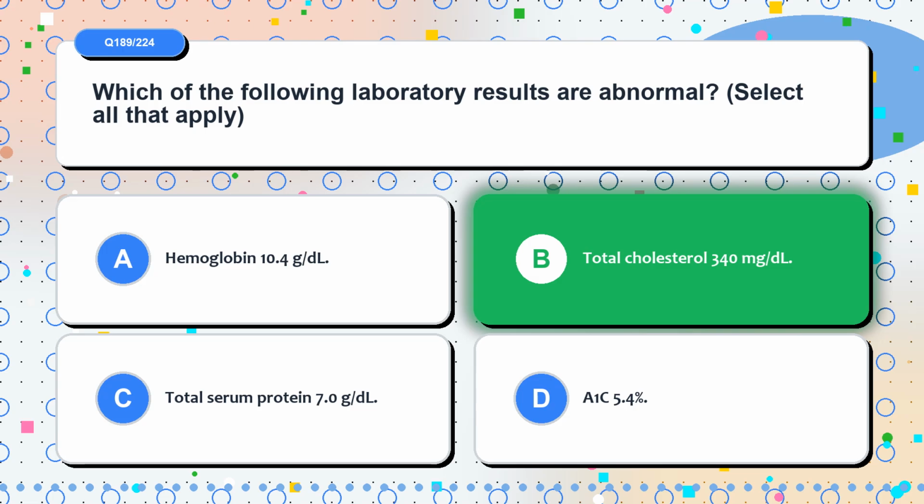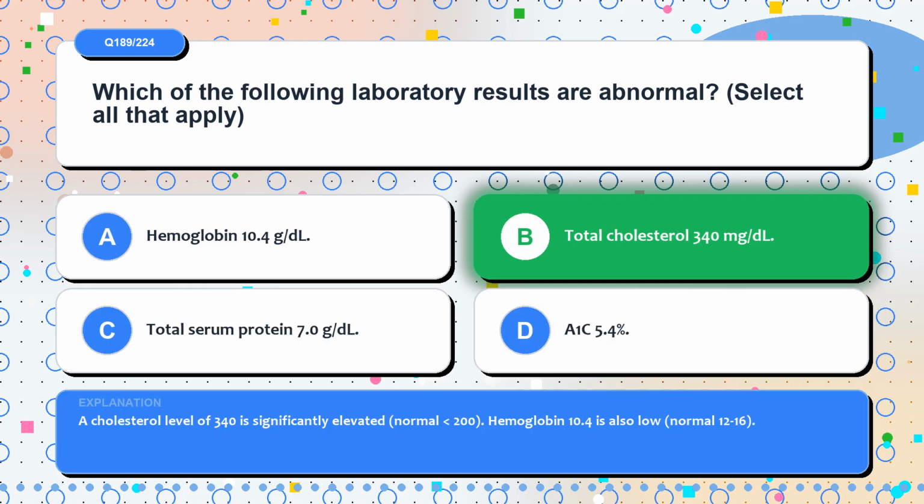The correct answer is option B. Total cholesterol 340 mg/dL. A cholesterol level of 340 is significantly elevated, normal under 200. Hemoglobin 10.4 is also low, normal 12-16.